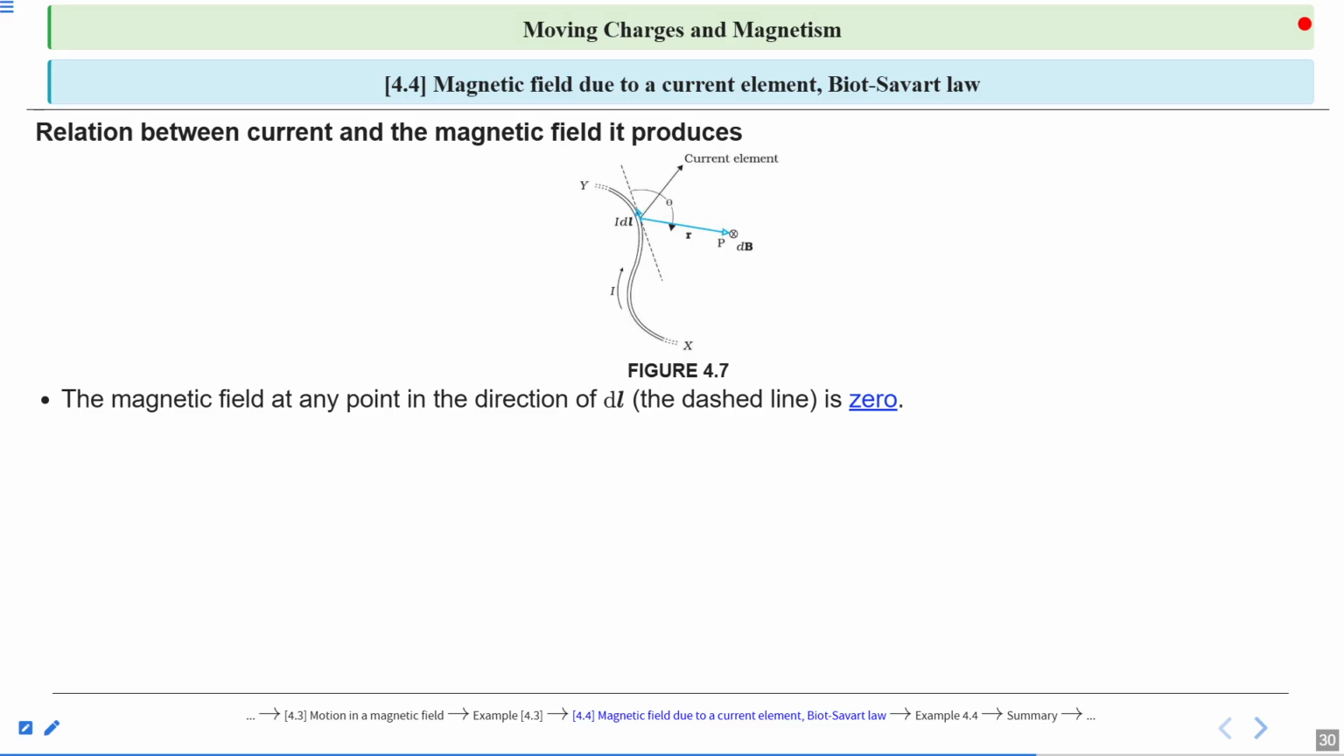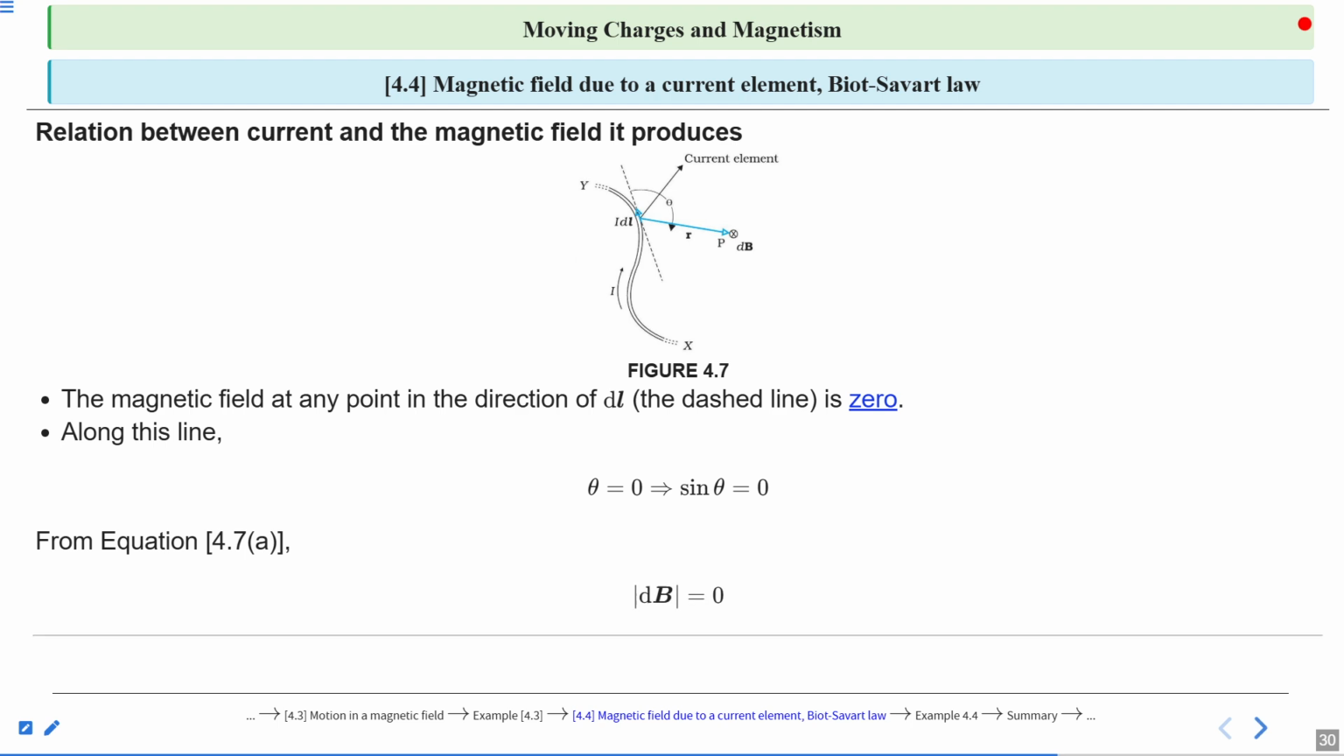So magnetic field at any point in the direction of dl, the dashed line, is 0. Why 0? Because along this line theta is 0. If any point is lying on this dashed line, then theta will be 0. That means sine theta is 0, due to which from equation 4.7a dB will become 0. So along the dl vector, magnetic field is 0.